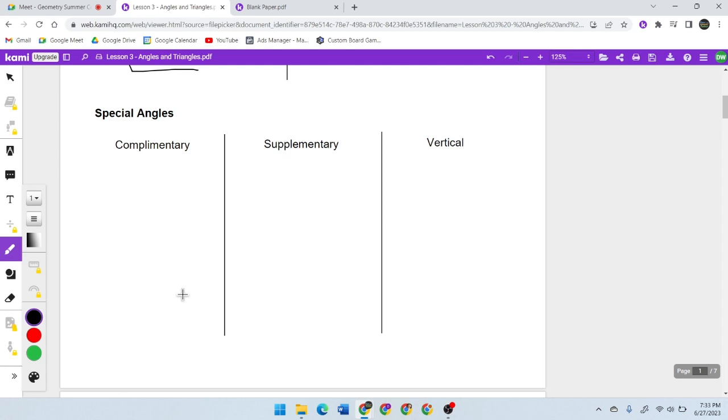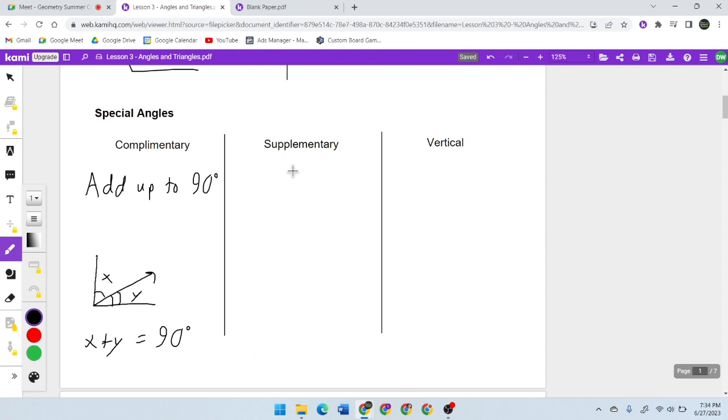With complementary, the secret is they add up to 90 degrees. Remember, that's the right angle. So that would be an example like this. Let's say I have this angle, and I have x, and I have y. If these are complementary angles, then x plus y must equal 90 degrees. That's the secret to complementary. And we're going to be doing that a lot today.